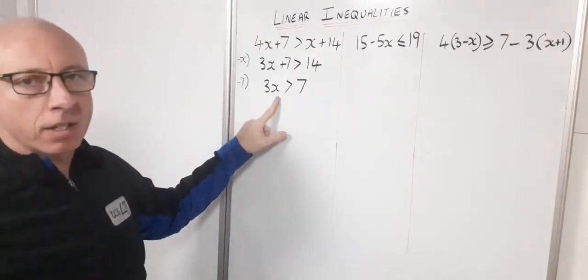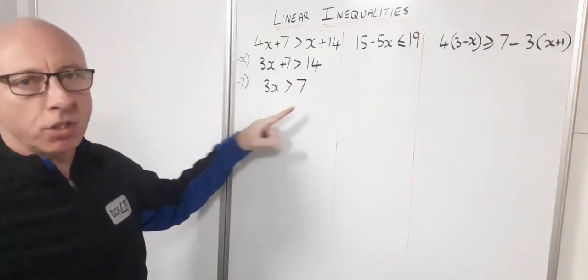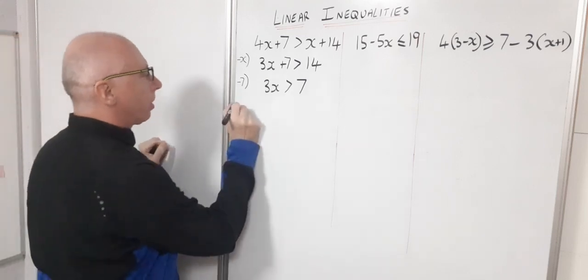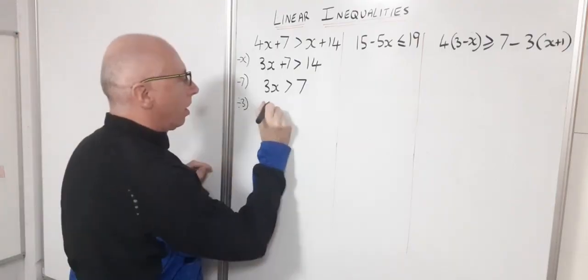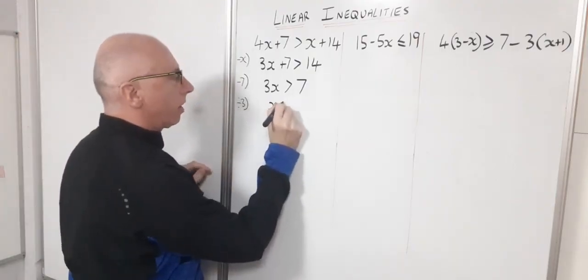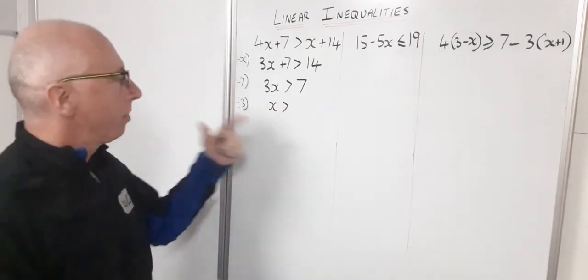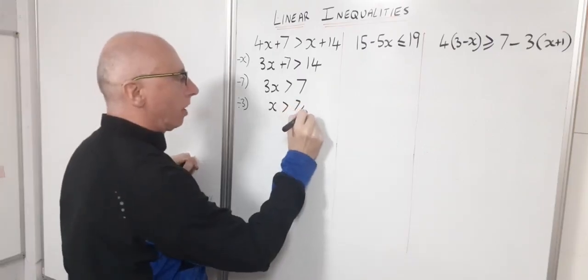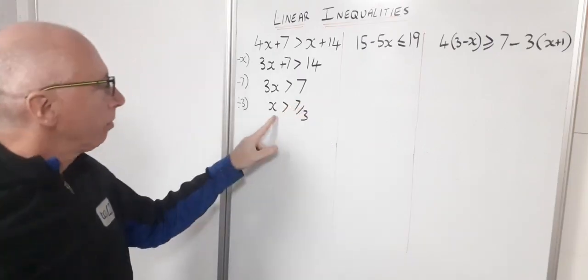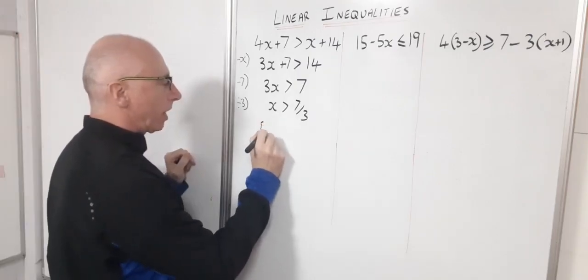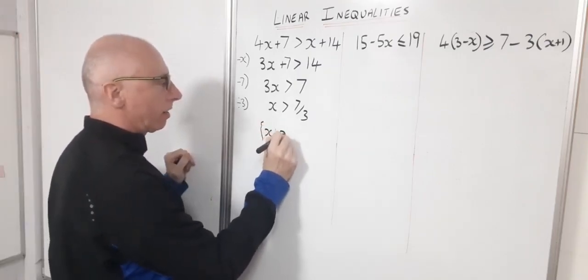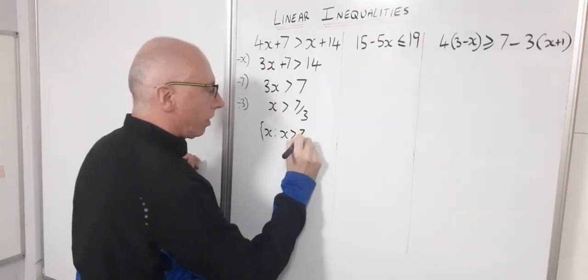And now I can get x on its own by dividing by 3, just like I would in an equation. So now I'm going to divide by 3. So then I've got x on its own. So I've got x is greater than 7 over 3. And then in set notation, my values for x, what I'm going to write is curly brackets, x is greater than 7 over 3.